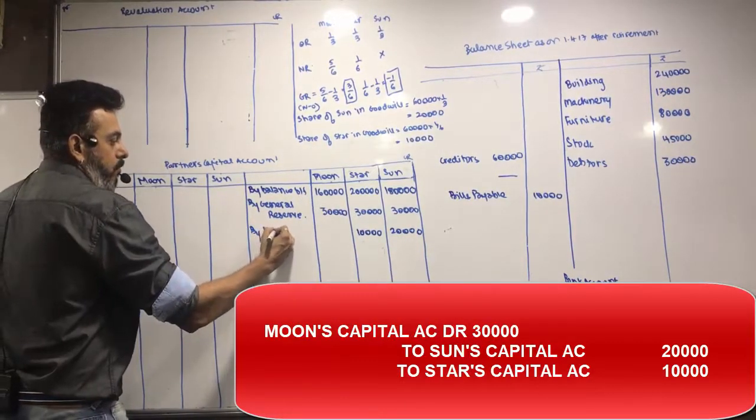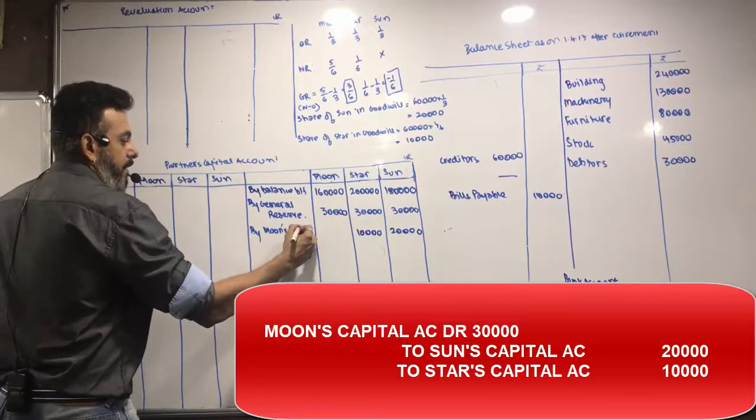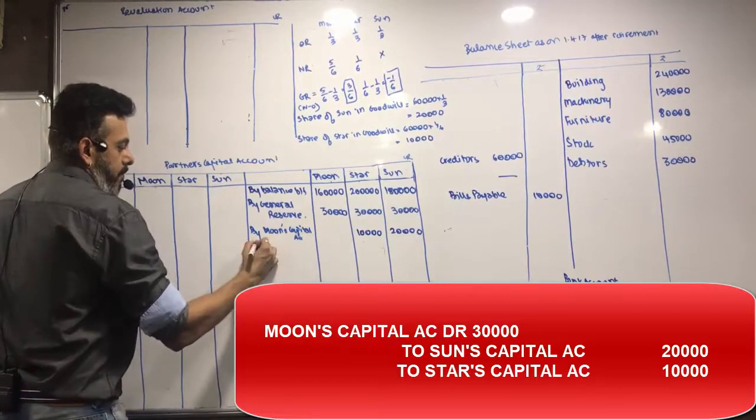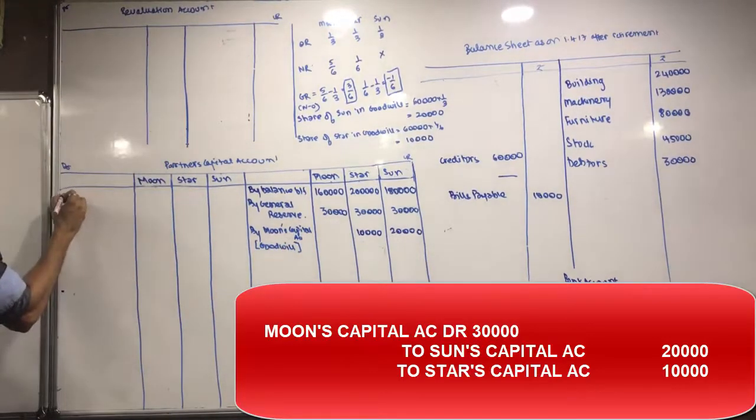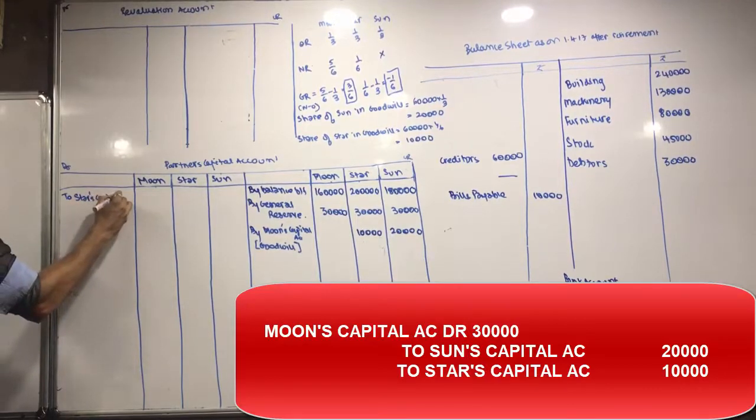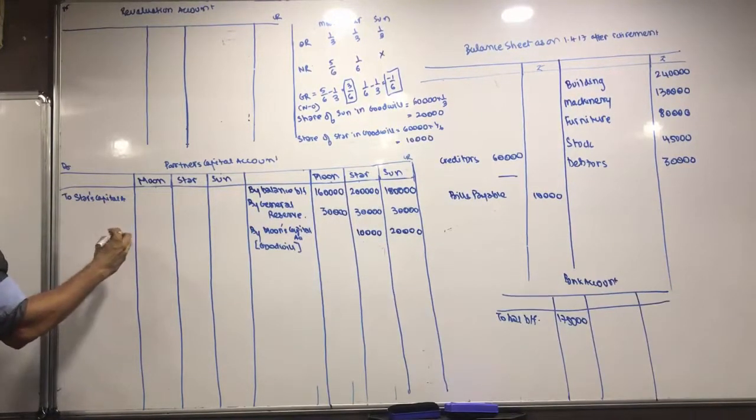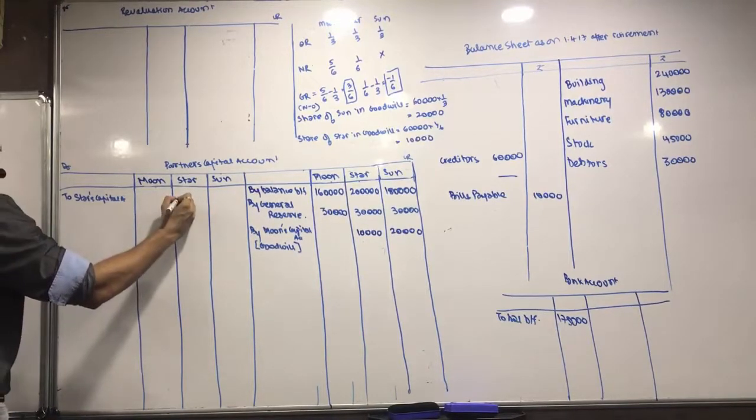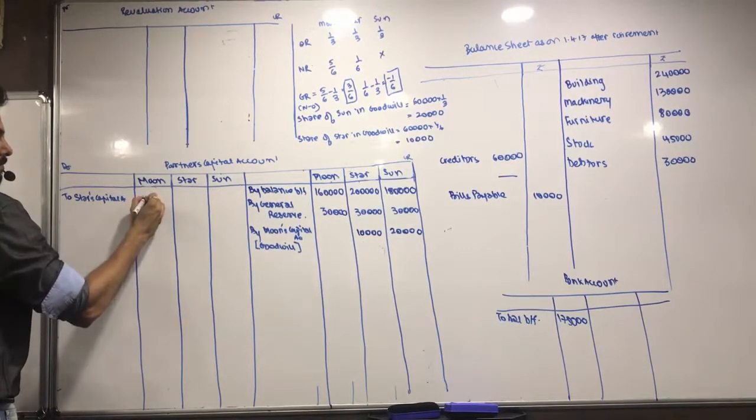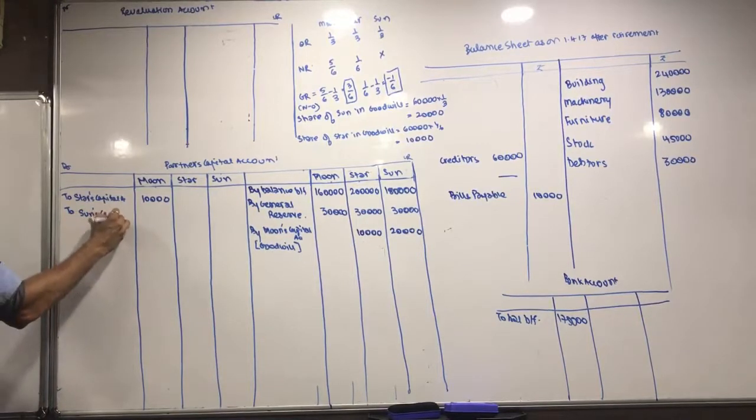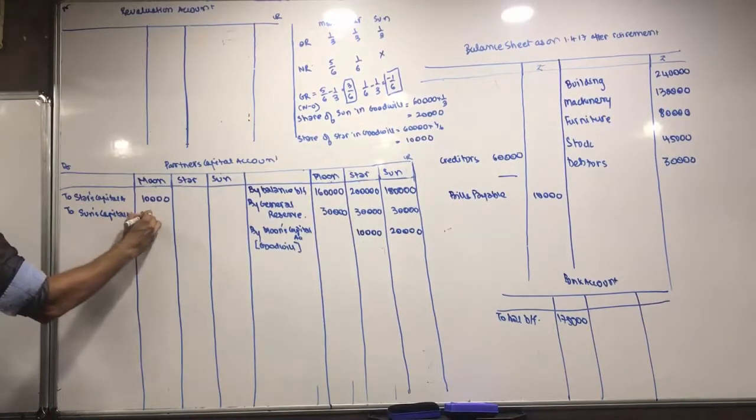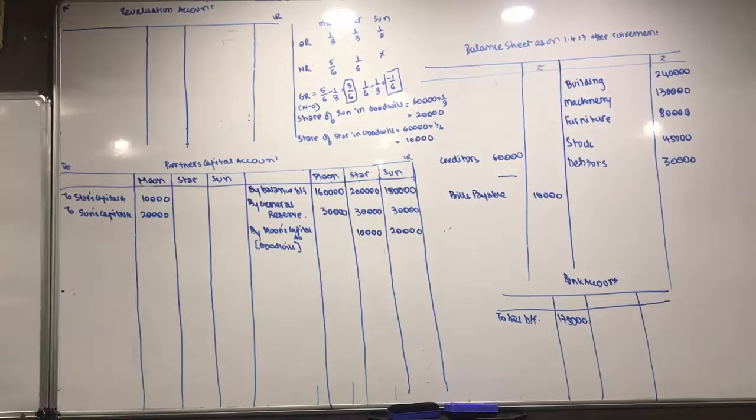By Moon's capital account (bracket, goodwill). To Star's capital account. To Sun's capital account, 20,000.